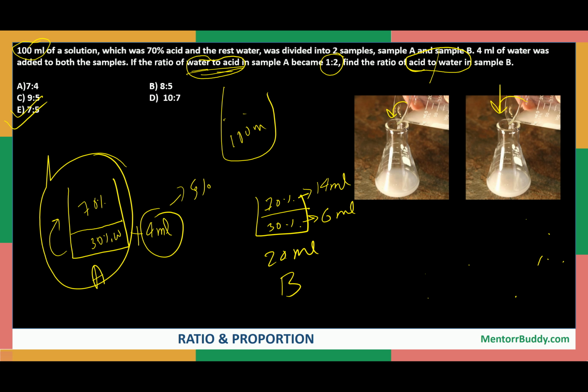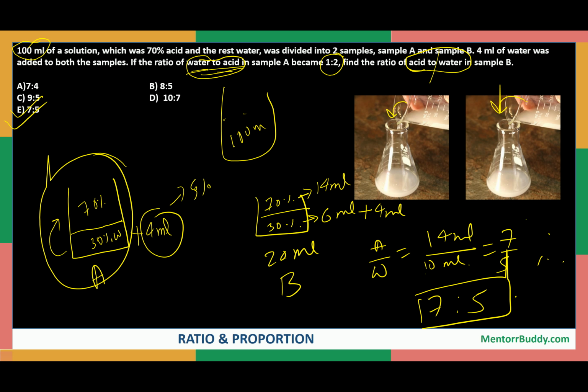Now 4 ml water is added, so plus 4 ml water, it became now 10 ml water. Now we need to find the acid to water ratio. So acid is how much? 14 ml, right, and water is how much? 10 ml. So we can also find it this way, so it will become 7/5, that will come out to be 7:5. That is the same. So either way you can choose.